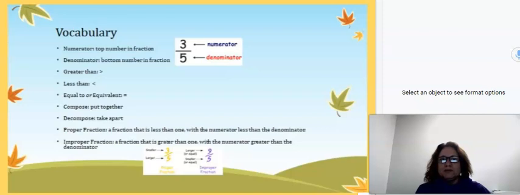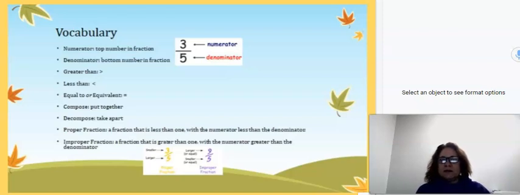To compose is to put together. You compose music, you're putting together notes. To compose fractions, we're putting them together, combining them. Decompose means to take apart. So when something decomposes, what happens to it? Right, it falls apart. So we are going to be taking apart fractions to be able to compare them. That's called decompose.